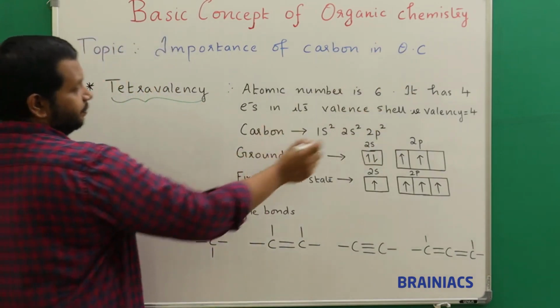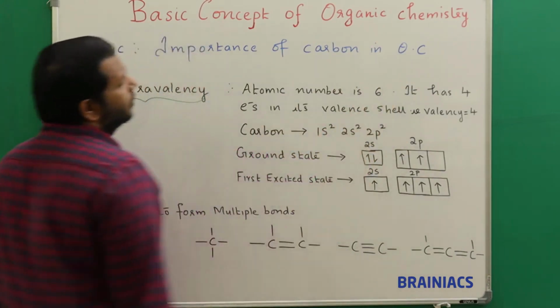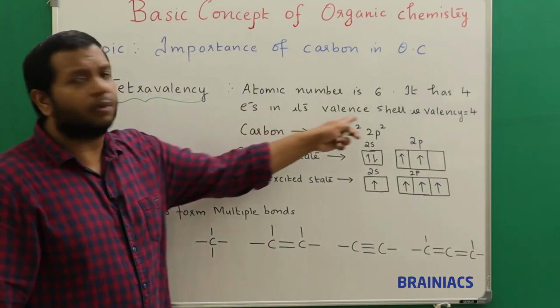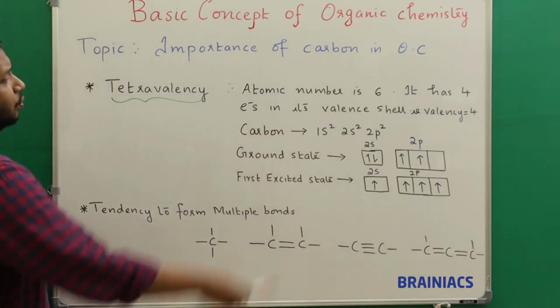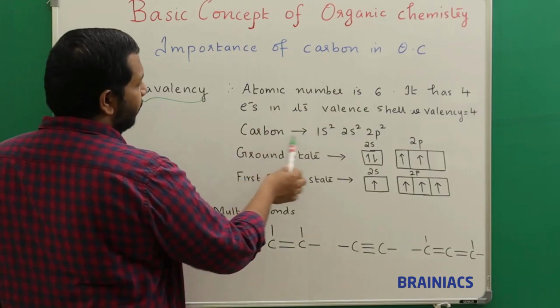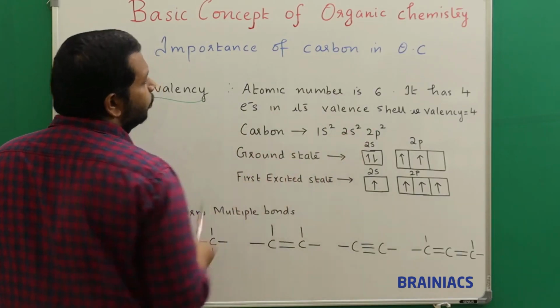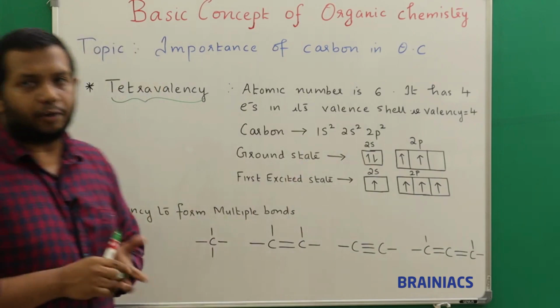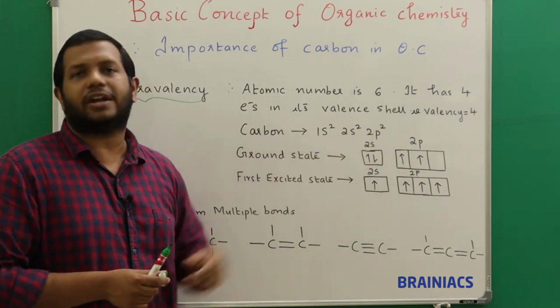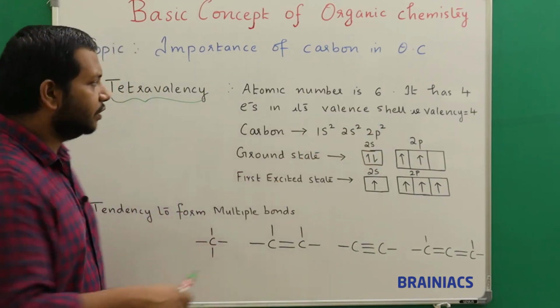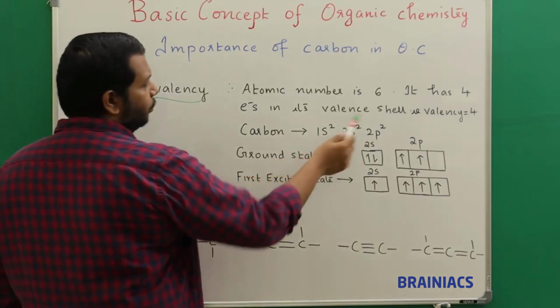Okay, listen here. The atomic number of carbon is 6. So it has 4 electrons in its valence shell, so its valency is equal to 4. So for carbon, I can say 1s2, 2s2, 2p2. Don't worry, I haven't taken atomic structure yet; I will explain how to write this electronic configuration. Just now you believe 1s2, 2s2, 2p2.